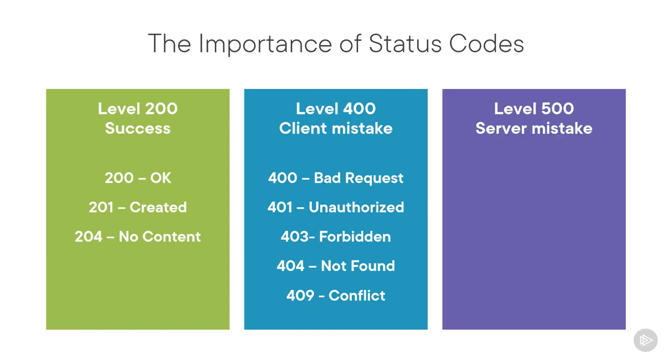And lastly, there's level 500. These are server mistakes. The archetypical one to support is the 500 internal server error. This means that the server made a mistake and the client can't do anything about it other than trying again later. Let's learn how to implement this.